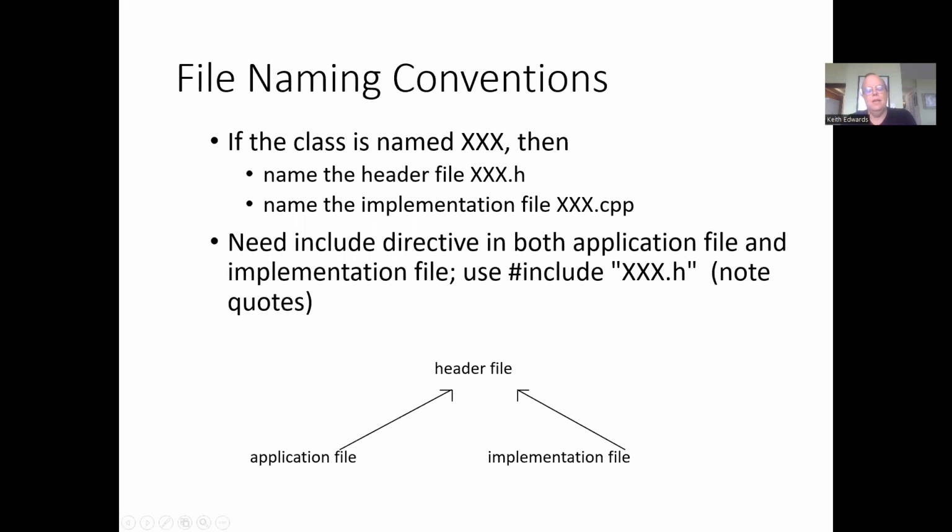Naming conventions: if the class is named XXX, then the header file is XXX.h and the implementation is XXX.cpp. We need a #include directive in both the application file and the implementation file to know that we're using that particular header file. And we'll do that as #include, quotes, XXX.h, end quote. And the quotes are different than the angle brackets that we use with our predefined library. So that's one area where we need to be careful syntactically.